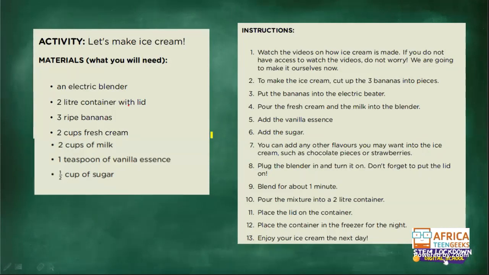Your homework. Yes, you can go make this and I'll ask you some questions to write down. Then for about 1 minute, pour the mixture into a 2-liter container. So you see now this is going to make 2 liters, okay? Place the lid on the container and place the container in the freezer for the night. So you can use an old ice cream container that your mom has in the cupboard there. Enjoy your ice cream the next day.